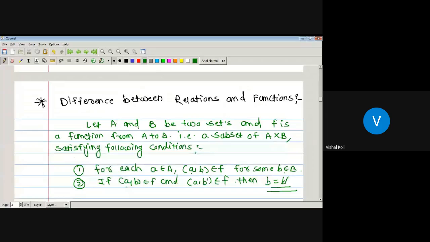So here we have just taken two sets A and B, and F is a function from A to B, and as F is a function from A to B, it must hold these two conditions.